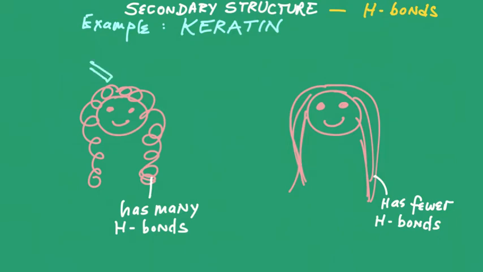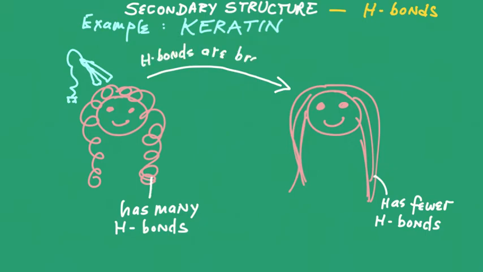Now let's say I have curly hair and I want to straighten it. What would I do? I would use a straightening iron that basically applies heat to the hair. What the heat does is to break up these hydrogen bonds. So if you break these hydrogen bonds, your hair can now be temporarily straight until these hydrogen bonds reform again.